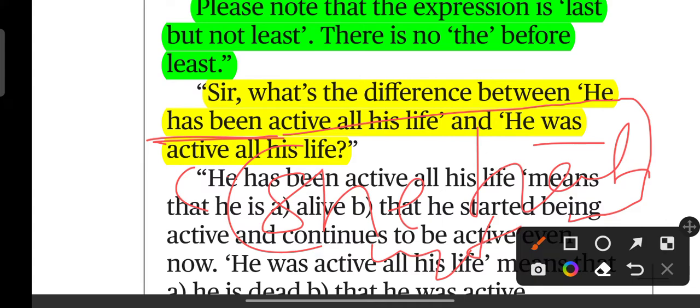I'm sure you are getting it. If you are talking about the past of that person and you are talking about the same thing in the present, then you can use "has been". But if you are just mentioning the past, and you are not talking about the current time, because that person is not, then you can say "was".